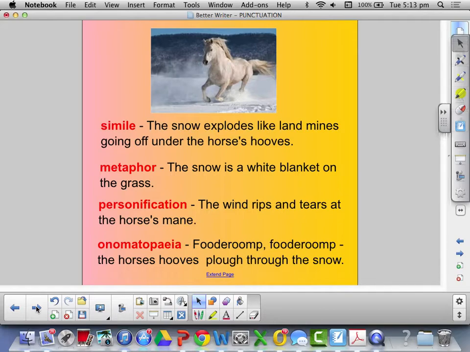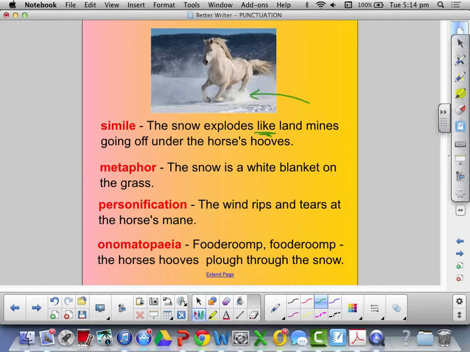Okay, so here's our first simile that we could write. This is a simile that I've written to go with this picture. The snow explodes like landmines going off under the horse's hooves. Okay, so you can see what I'm referring to here. You can see the powdery snow just exploding up, and to me it looks like a little landmine going off. So that's why I've described it like a landmine.